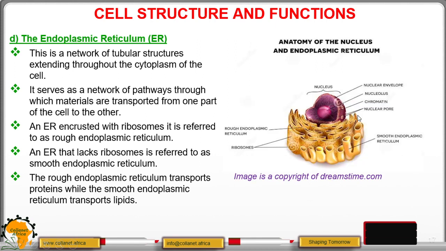So this is the anatomy of the ER. So rough, you can see there are ribosomes, and the smooth has none. And then surrounding it is the nucleus.